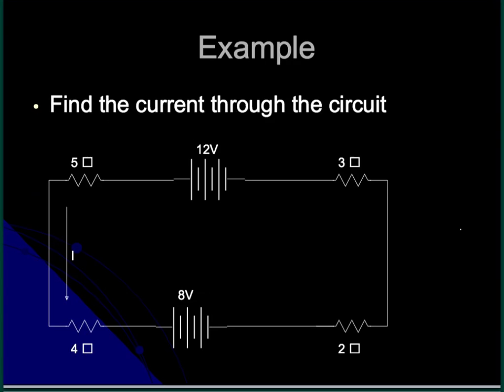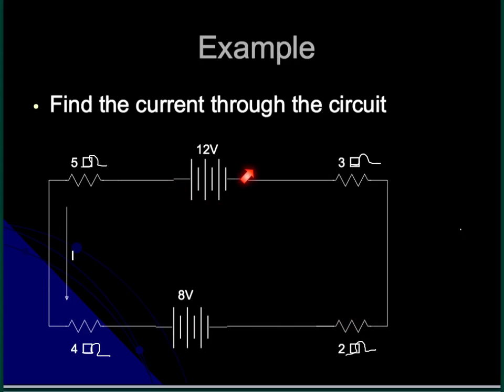Okay, so this one only has one loop, and each of these is a 5 ohm resistor. So that's 5 ohms, 5 ohms, 5 ohms, 5 ohms. You might want to pause and draw this out real quick. But we see that we have a 12 volt battery here and an 8 volt battery here, but we only have one complete loop. So we're only going to use the loop rule once on this one.